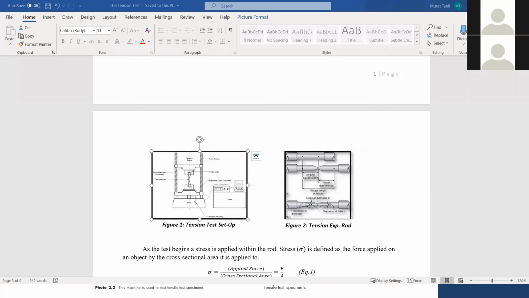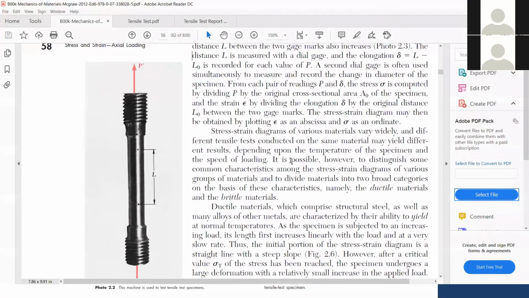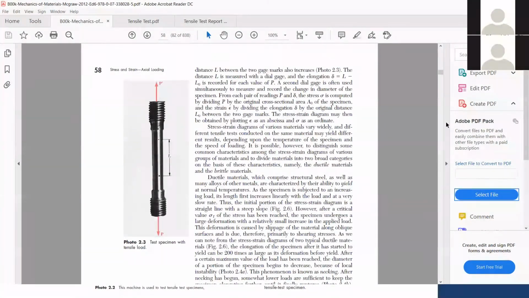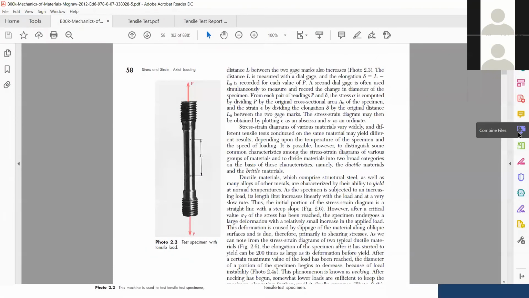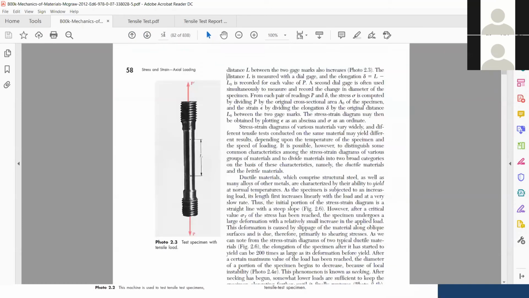Or I have this book, PDF, right here, that you should have with you. So if you go to your Moodle, you should have this book. Let me see one second. Page 58. This is the book, Mechanics of Materials. You did post that in the entire PDF. Exactly. So you're going to go to page 58, or you can always search tensile test or compression test or torsion test. It will take you to the page that you want to see.